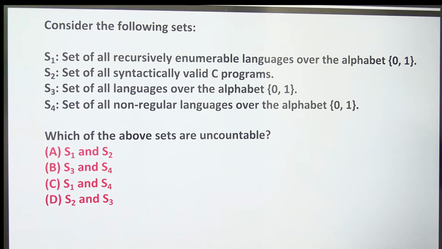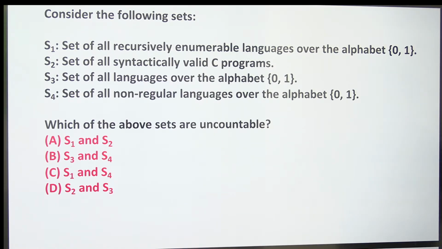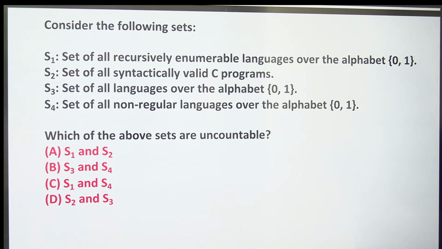Next one, can you see this one? Consider the following sets. S1, the set of all recursively enumerable languages. First you try, afterwards I will give the answer. If I give it directly, it's no use to you. First you try.